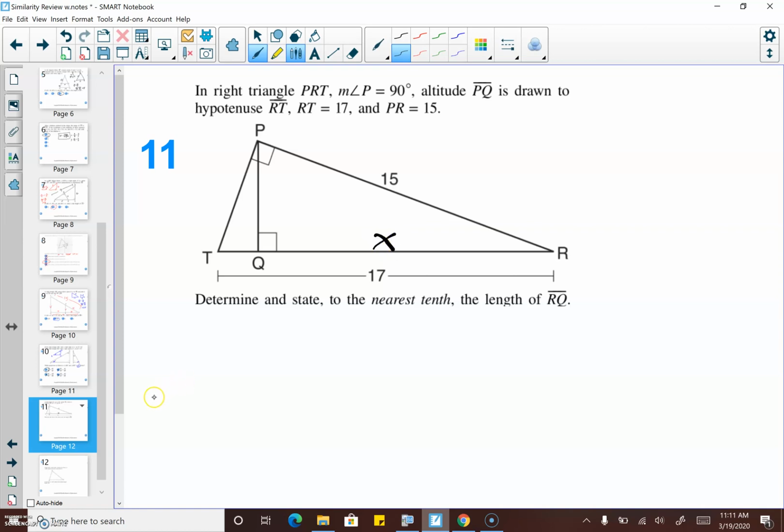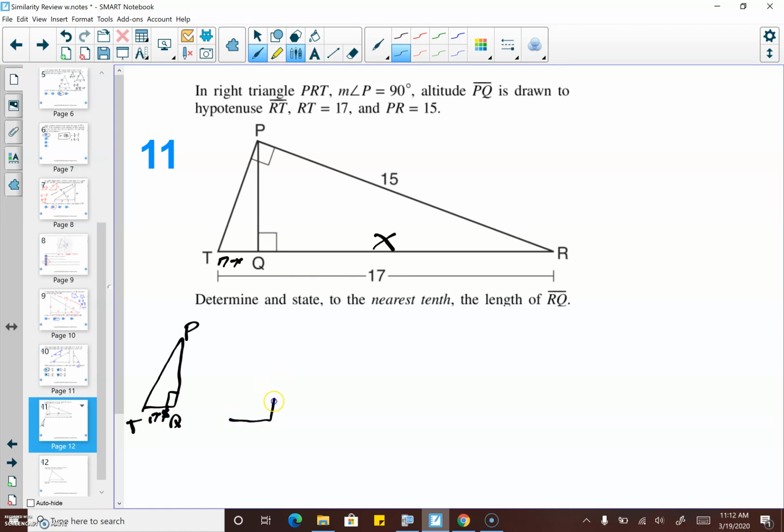So I'm going to keep my little triangle facing the same exact way. So I got T, Q, P. And the only thing that I could possibly have here is I could maybe have that TQ was really 17 minus X. So we'll see if that comes into play.